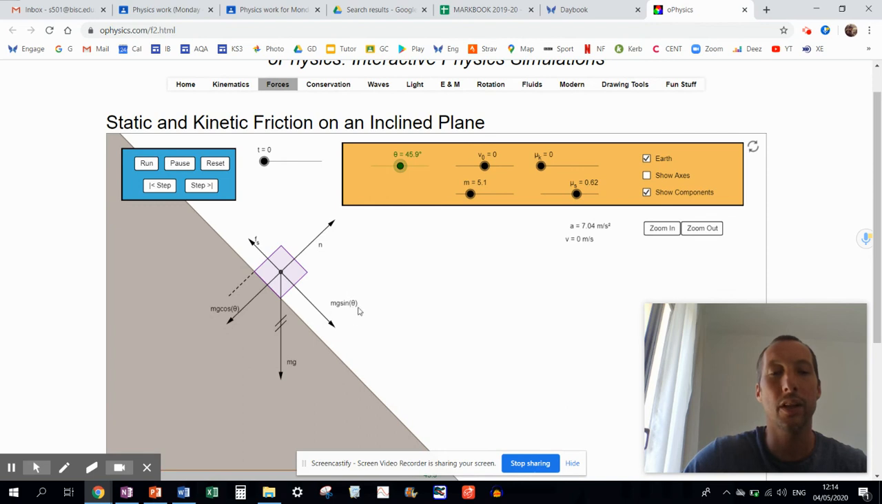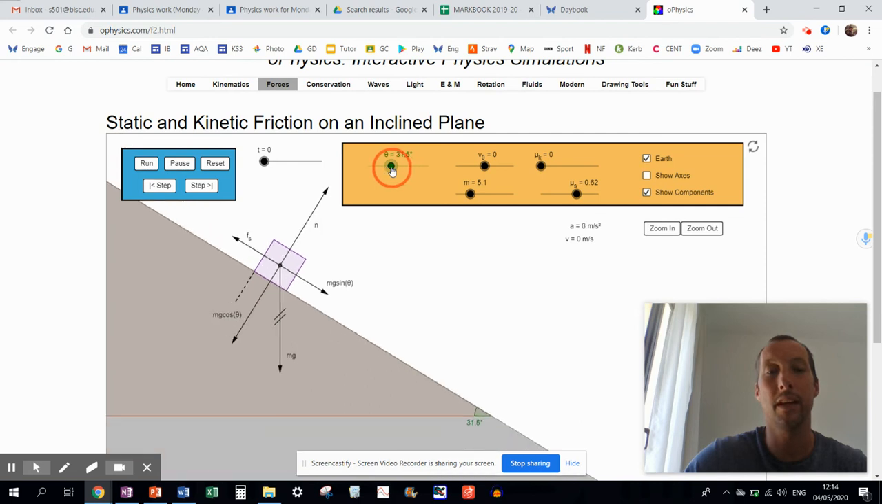Notice the language I use as well. I call this the component of the weight down the slope, and I call this the component of the weight into the slope. So mg sin theta is the component of the weight down the slope, which will be equal to the frictional force while the object is stationary. And mg cos theta is the component of the weight into the slope, and that's always equal to the normal reaction force. Otherwise, the object would move into the slope or into the air.